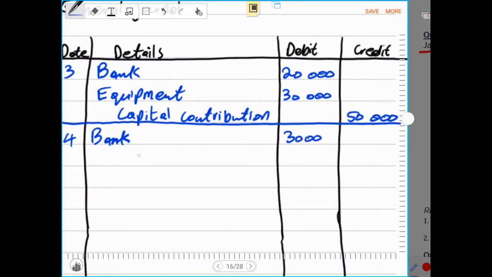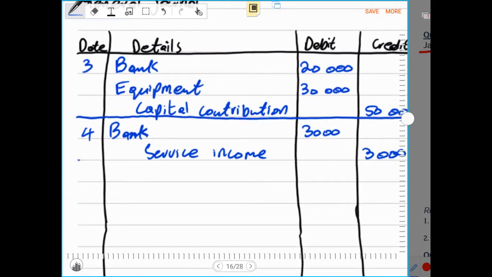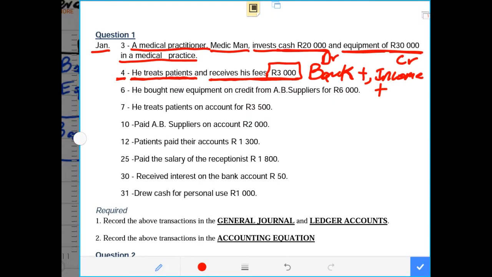Then after we say income or service income, because this business is rendering a service, and this income amounted to 3,000 rands. Now remember, income increases on the credit side. So whenever we earn income, we record that income on the credit side. In this case, our income is increasing on the credit side, and our bank account is increasing on the debit side. And our debit side is, as usual, the same as our credit side.